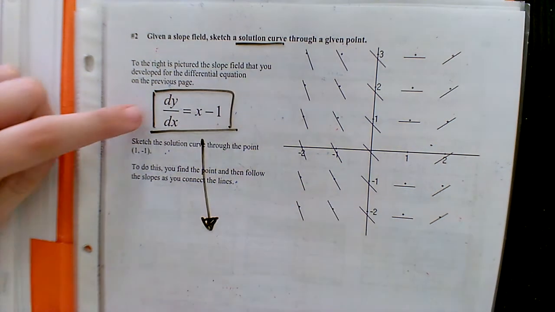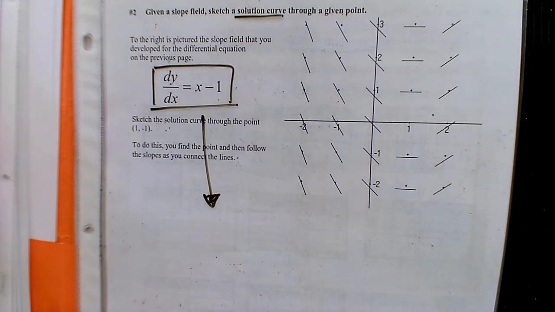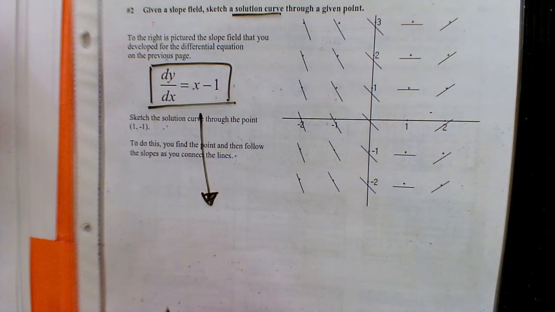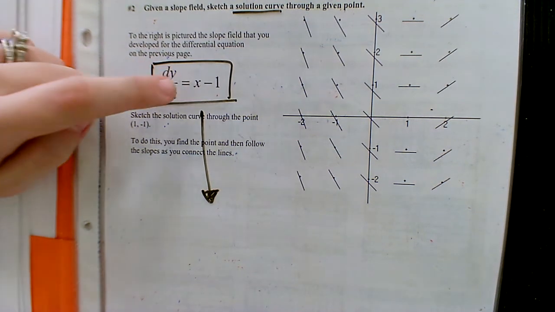Let's go ahead and think about that. If the derivative is x minus 1, what do you think the solution curve would look like? Can you describe the shape of the graph? Quadratic. How'd you know? Good. If you work backwards, it's going to be x squared. It's going to be an x squared, okay?